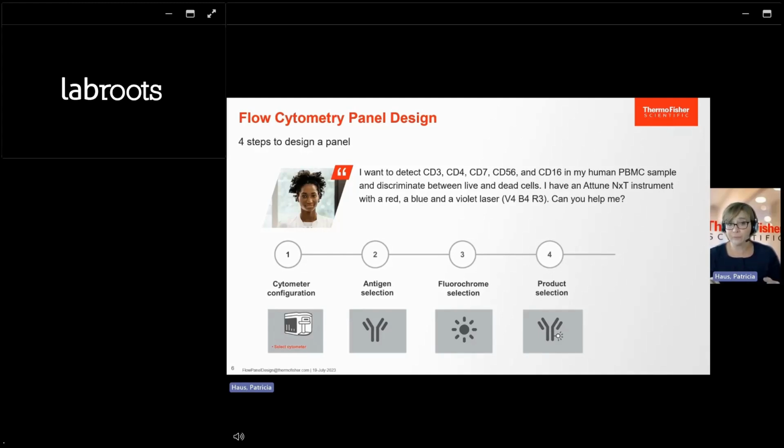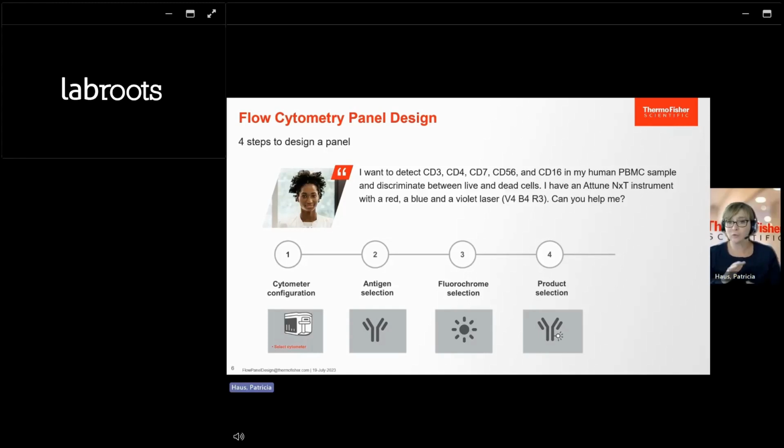And what I want to guide you through now are the 4 steps we usually use to gain all the information to be able to provide you with the optimal panel design. So the first step is knowing your cytometer configuration. In this case, we have an Attune instrument and we know the configuration. The next step after that is the antigen selection itself. We know already what the customer wants, and we know in which sample type they want to detect that.